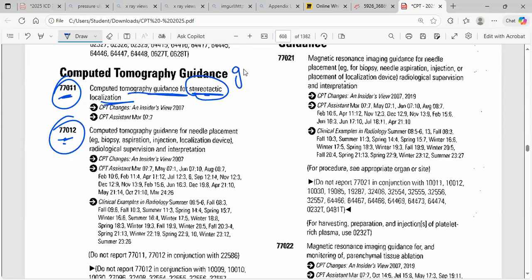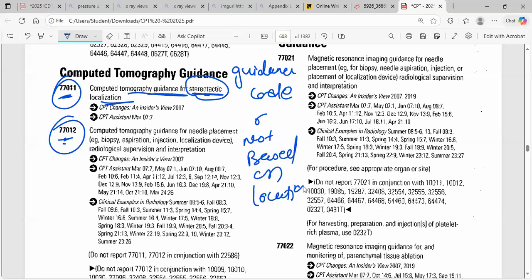So remember one thing, our guidance codes are not based on the location. Our rest of the CT codes are based on the location. For head, you will find the code under the head section. For the spine, you will find the code under the spine section. For the chest, you will find the code under the chest section. But the guidance codes are not based on the location. In the option, you will get the different guidance code. First, you will get the option for the particular location, and then you will get the code for the guidance itself.